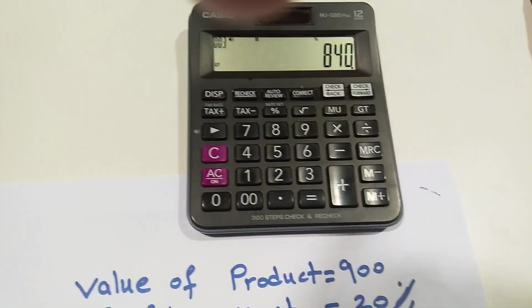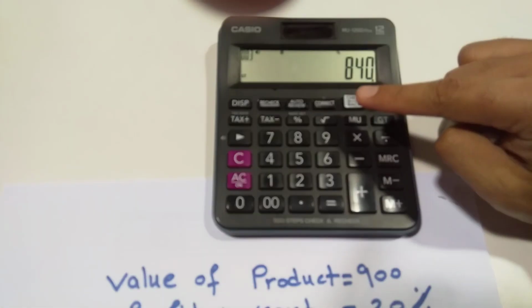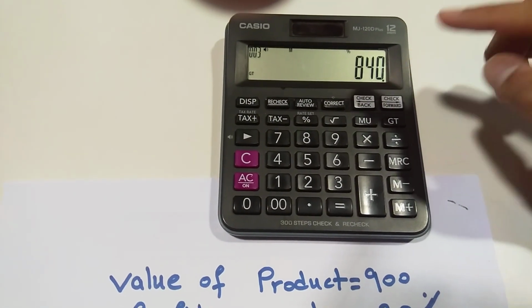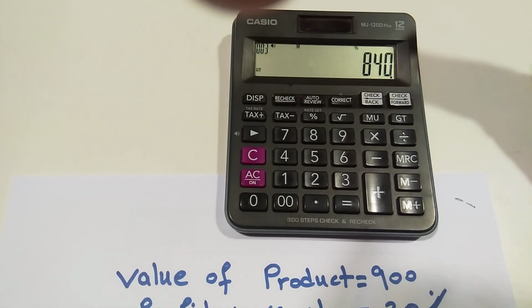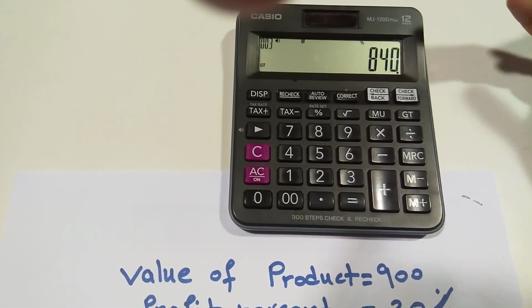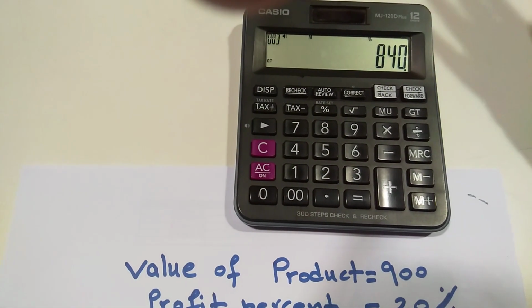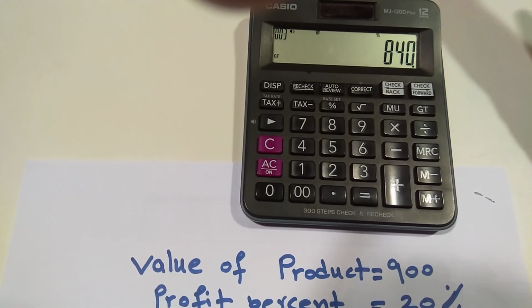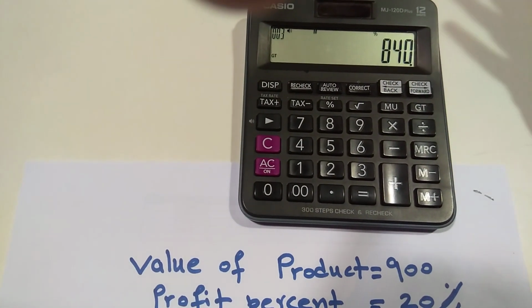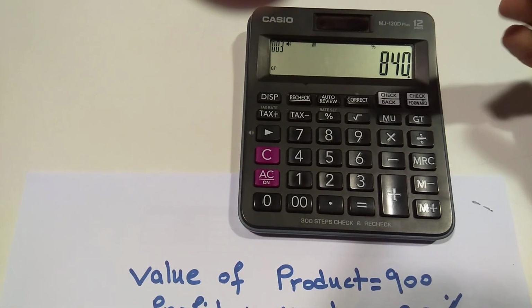So by that he said, okay sir, I will give you the product at 840. By that he will also get his profit, he will also get the cost value of the product, and he will also tell you that, look, I am giving you a discount. So this is a good method that we see in day-to-day businesses, in different kinds of businesses surrounding us.